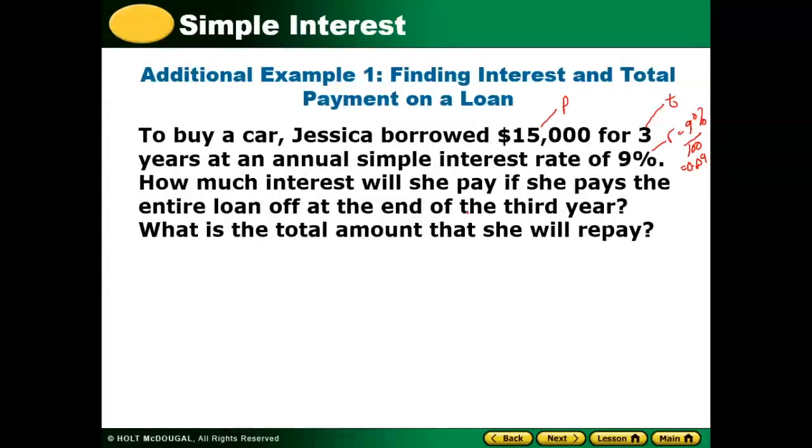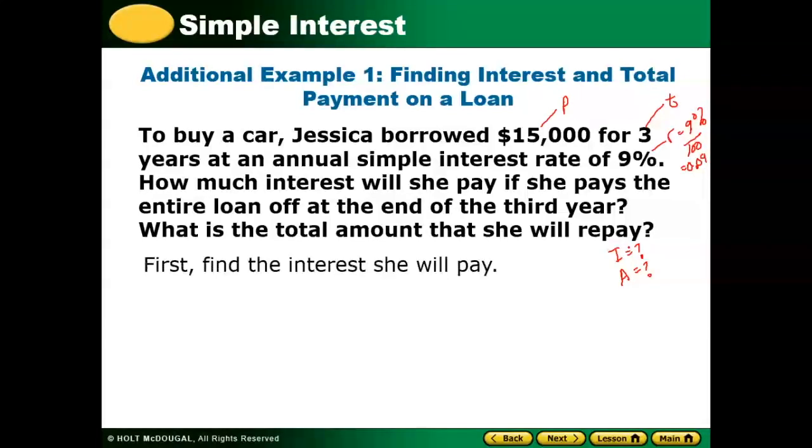And they want us to find how much interest she will pay, and then what is the total amount that she will repay? So we're also going to find amount. So we have two things to do. We need to find our interest first, then calculate amount. So we're going to first find the interest she will pay.